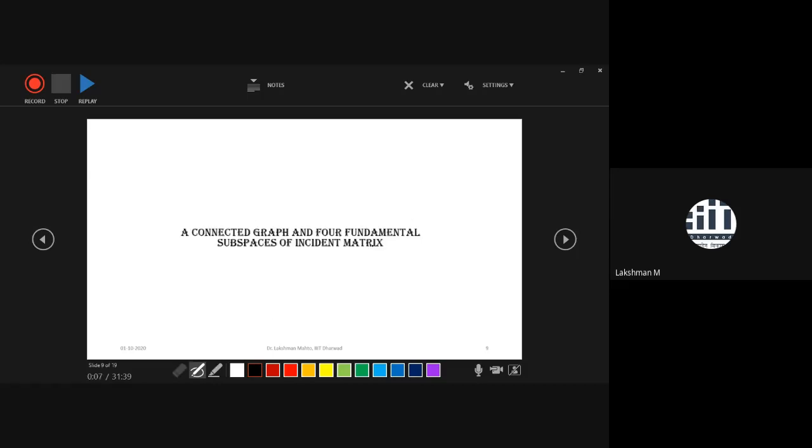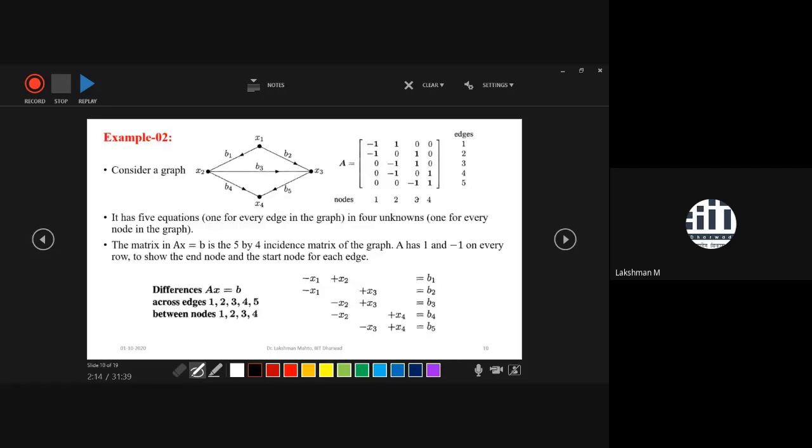Now coming to the second part of this tutorial, I would like to discuss one example from a connected graph. What does it say? We will take a connected graph with a given incidence matrix. Here you can see the graph is defined this way. You can observe that there are four nodes, taking variables x1, x2, x3, and x4. So these are the nodes.